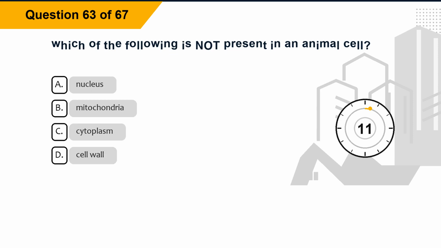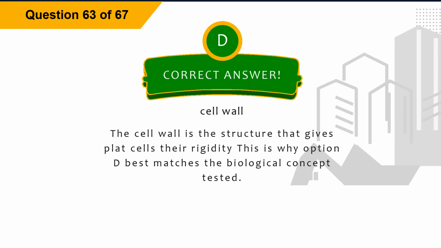Question 63. Which of the following is not present in an animal cell? Option A, nucleus. Option B, mitochondria. Option C, cytoplasm. Option D, cell wall. The correct answer is option D, cell wall. Explanation. The cell wall is the structure that gives plant cells their rigidity. This is why option D best matches the biological concept tested.